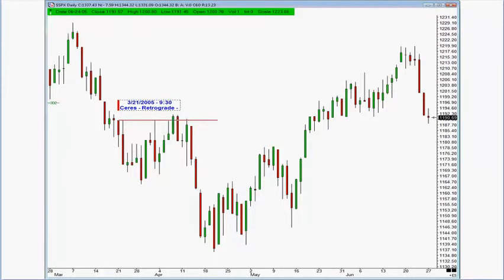If we take a look at March 21st of 2005, again, it didn't mark the exact low, but what I did was draw the high of the candle from March 25th across. You see it came back and it got tested.